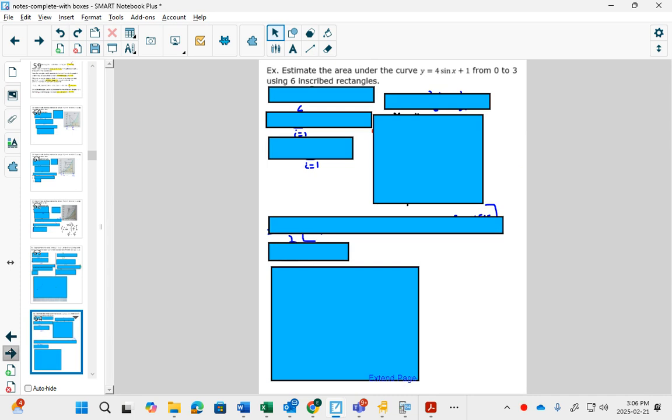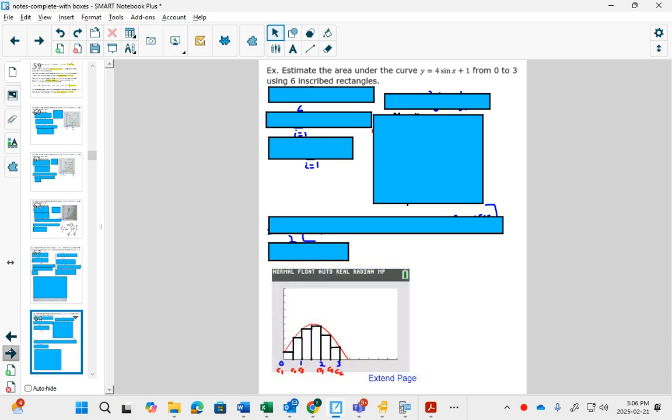So this seems like more of a reasonable question to do because I don't know the area under 4 sine x plus 1, from 0 to 3. There's my picture. So I drew it on my graphing calculator, then I added a bunch of rectangles there. And every single time I made my rectangle so that it was below. See how that works?